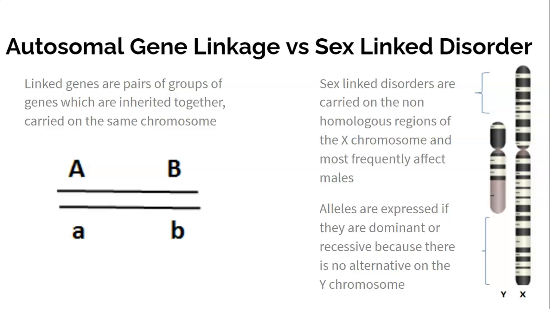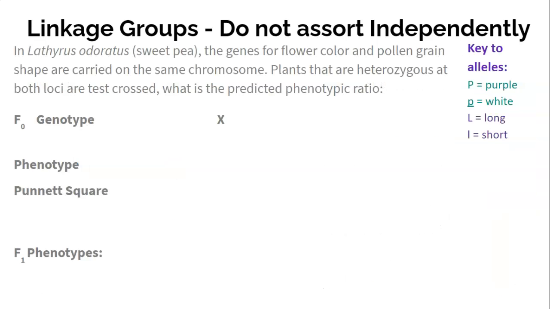So linked genes are pairs or groups of genes which are inherited together and carried on the same chromosome, whereas sex-linked disorders are carried on non-homologous regions of the X chromosome and most frequently impact males. The alleles are expressed whether they're dominant or recessive because there's no alternative on the Y chromosome, so if it's there, it's going to be expressed for males. So while sex-linked is important, we're focusing on gene linkage. For linkage groups, they don't assort independently. So this is important. They're going to always be inherited together.